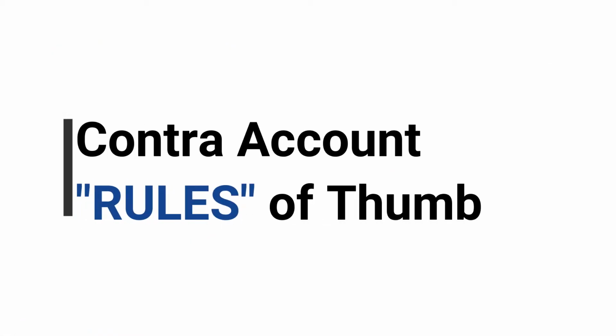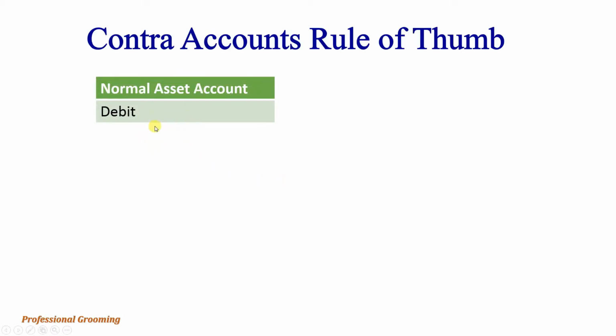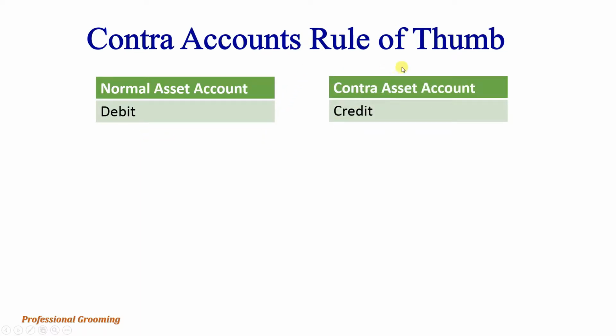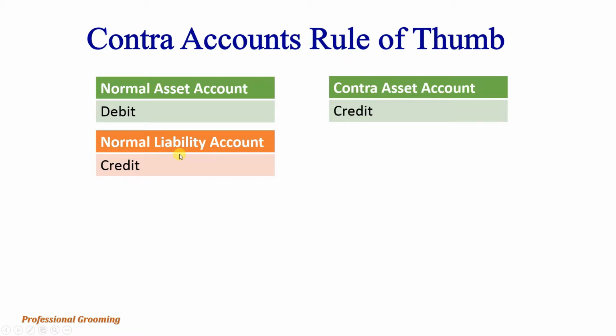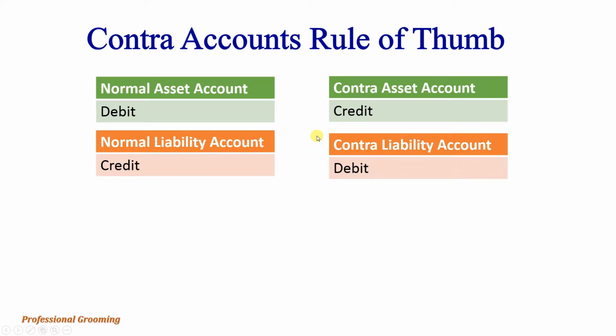So contra account rules of thumb are here. Normally our asset accounts are debit. As you know, the accounting rule of thumb is our asset account is always debit. A contra asset account is always credit. You need to remember these rules of thumb. Now, normally the liability account is credit, and when we make a contra liability account, that is debit.